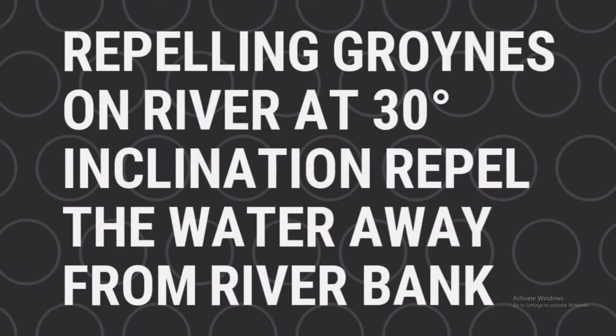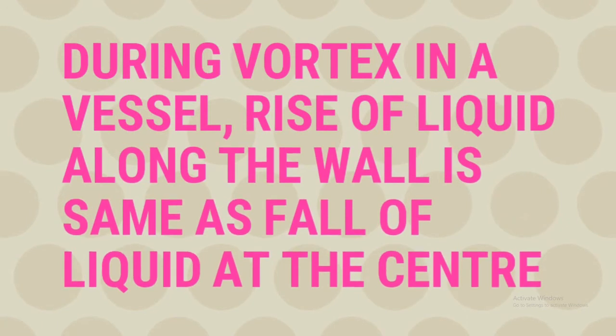The repelling groins on a river at 30-degree inclination repel the water away from the river bank. During a force vortex or a free vortex in a vessel, the rise of liquid along the wall of the vessel is same as fall of liquid at the center.